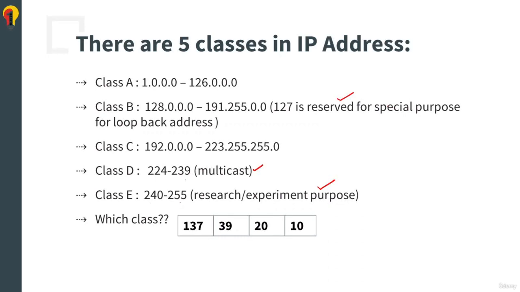So here's an example. Can you tell me which class is this IPv4 address? Okay, so to find out the class, we'll only look into the first octet. So here it says 137. 137 lies in between 128 and 191. So this IPv4 address belongs to class B. I hope you understood how to find the class of an IP address.